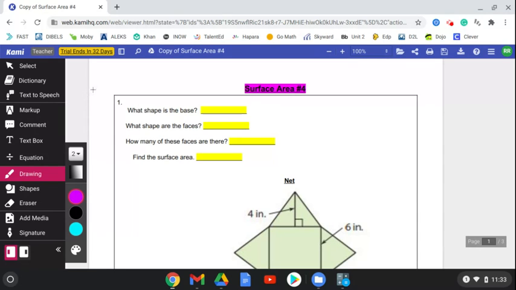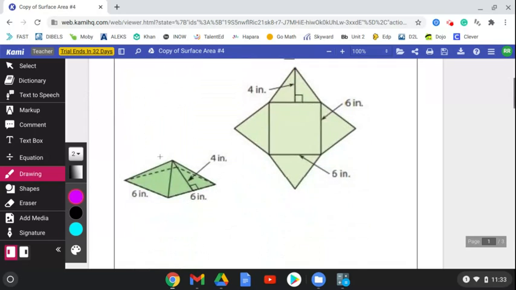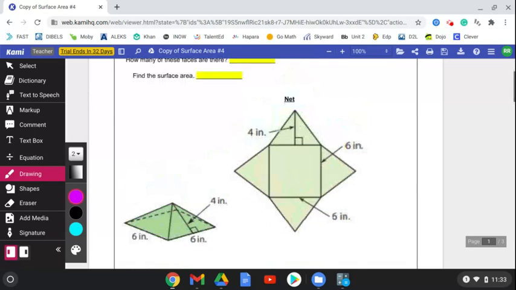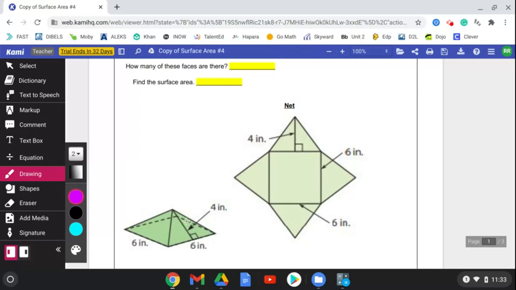Okay, I'm here in surface area number 4 assignment. Number 1 says, what shape is the base? So here we have this shape and we have its net right here. So if we took this shape and unfolded it to be a flat shape, it would look like this. So this is its net.